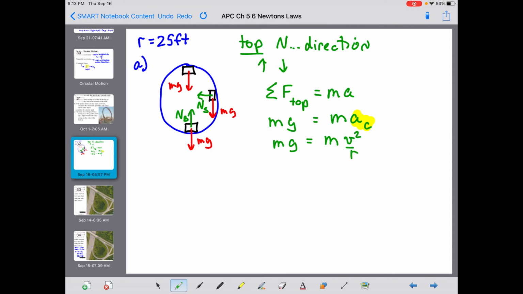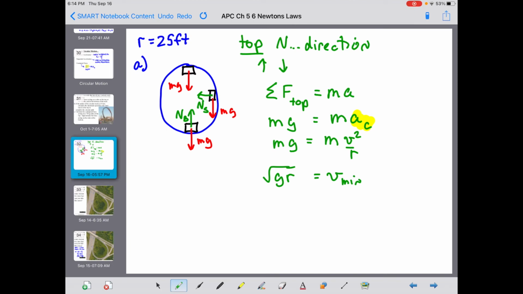Mass divides out. And if we solve down for the velocity, that's going to be the square root of g times r. Don't memorize square root of g times r as some regular universal equation. It's not. In this case, it's the minimum velocity to be able to complete the circular path.